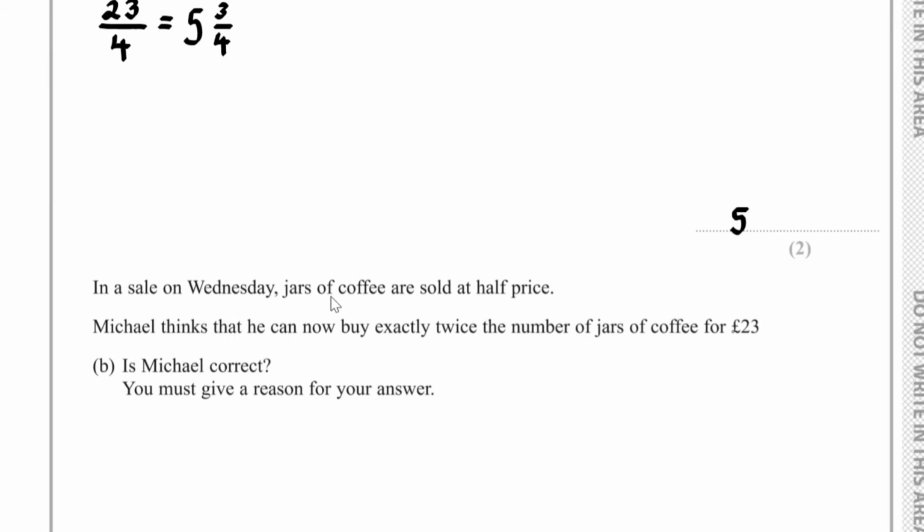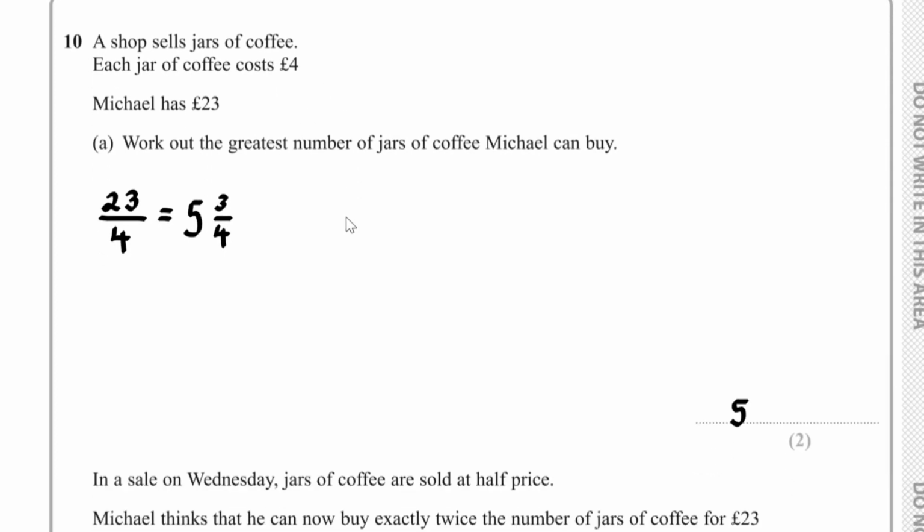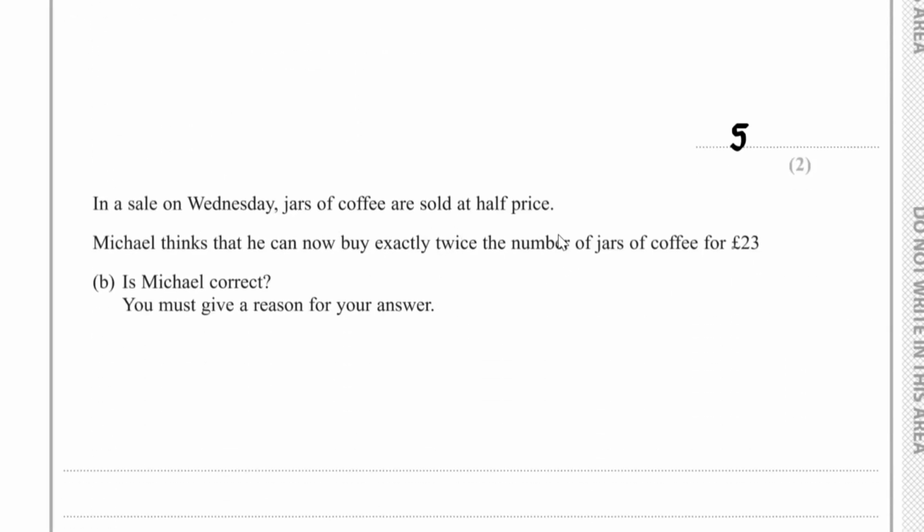In a sale on Wednesday, jars of coffee are sold at half price. So currently, one jar is £4. And if each jar of coffee is sold at half price, that means the cost will equal £2. And the question is saying, Michael thinks he can now buy exactly twice the number of jars of coffee for £23. Is Michael correct? Must give a reason for your answer.